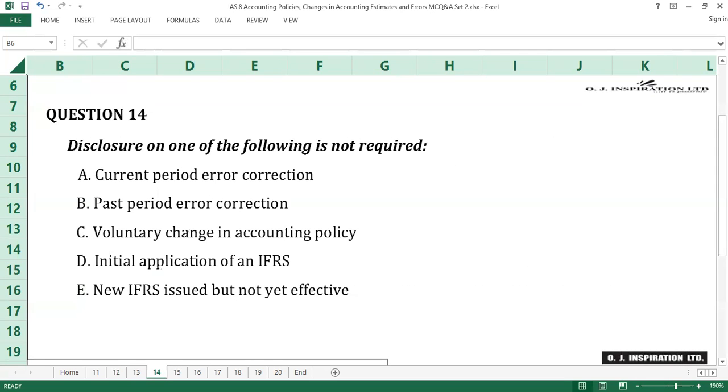Question number 14. Disclosure on one of the following is not required. A. Current period error correction. B. Past period error correction. C. Voluntary change in accounting policy. D. Initial application of an IFRS. E. New IFRS issued but not yet effective. Time counts.